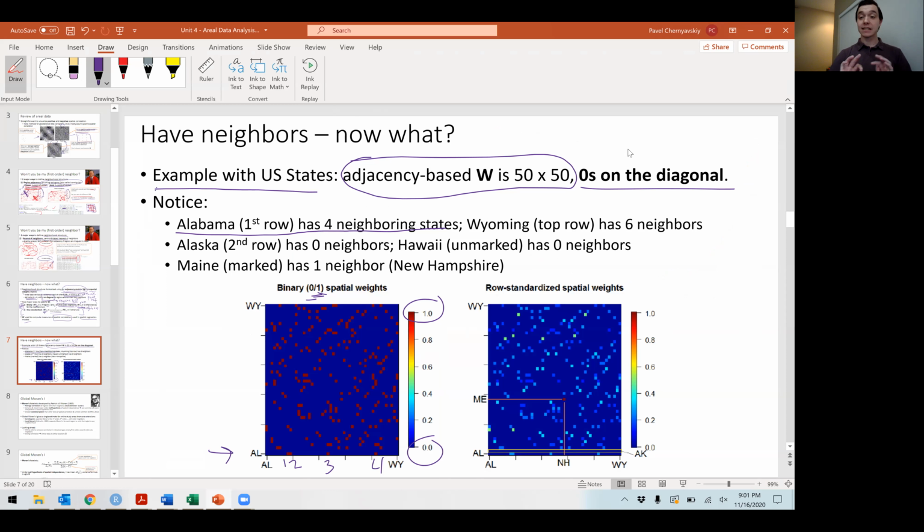Alaska has 0 neighbors. So that right there is because it is not sharing a vertex with any US territory. Hawaii too has 0 neighbors. And actually, if you kind of focus in on that second row, it has no red squares. There are 50 rows and 50 columns, so it's a little difficult to see. So I highlighted that second row on the right. Maine has just 1 neighbor, New Hampshire.